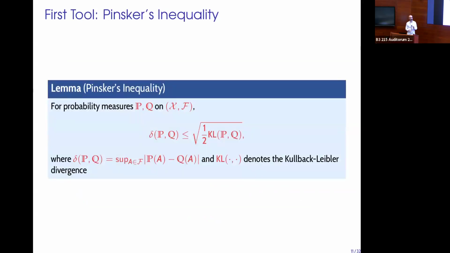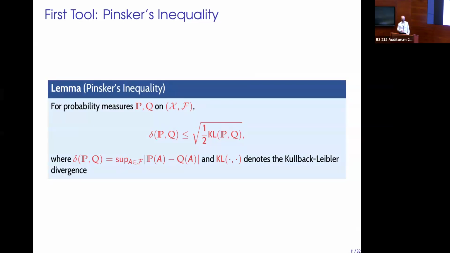Okay, this is actually very simple. We just have to use Pinsker's inequality. Pinsker's inequality says that if you have two probability measures, the total variation between these two probability measures, denoted in this way, is less than the square root of 1/2 of the KL divergence between these two distributions.